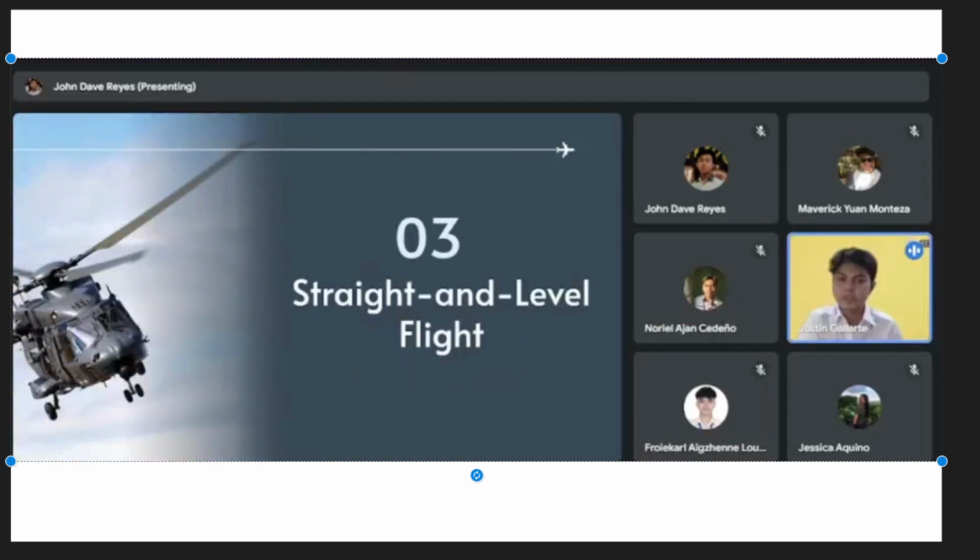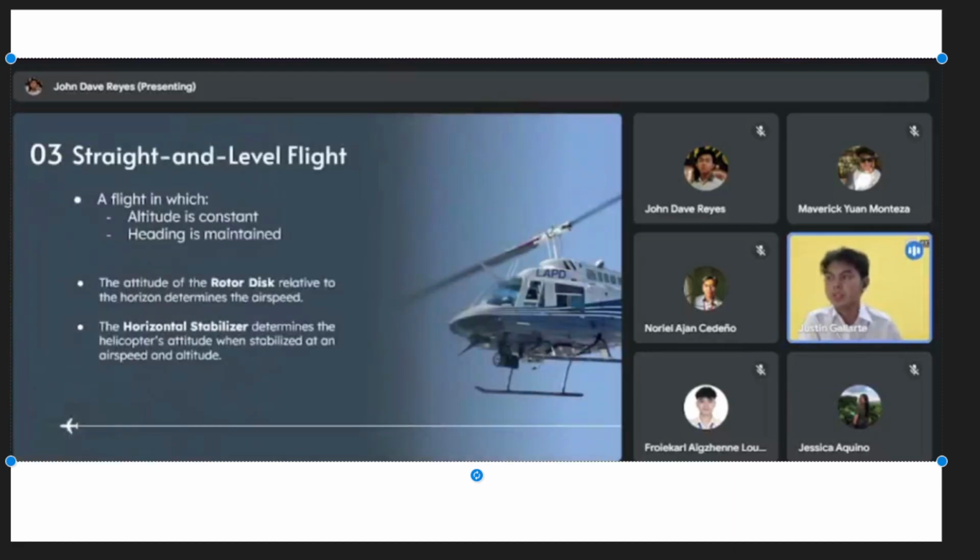Now, for the next slide, we have the first fundamental of flight based on the maneuver. First is straight and level flight. We can define straight and level flight as a flight in which altitude is constant and heading is maintained. The airspeed can be determined by the attitude of the rotor disc relative to the horizon, and the horizontal stabilizer determines the helicopter's attitude when stabilized at an airspeed and altitude. Next slide, please.